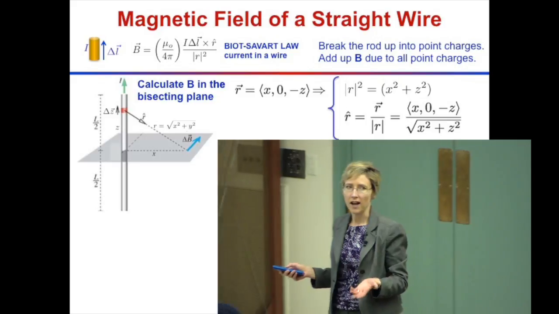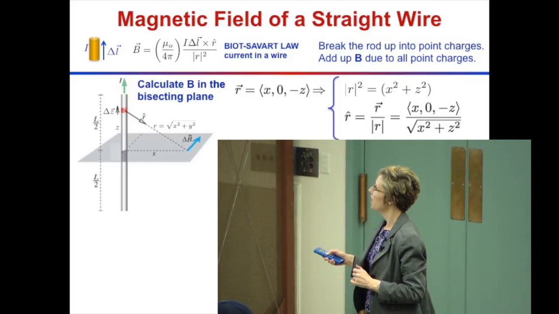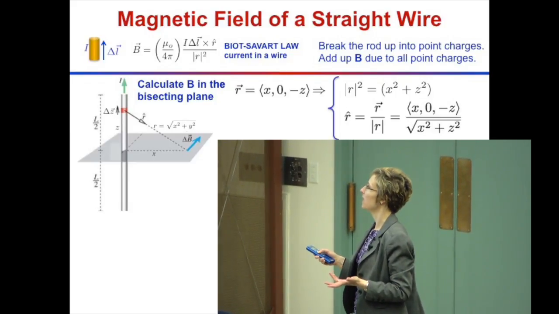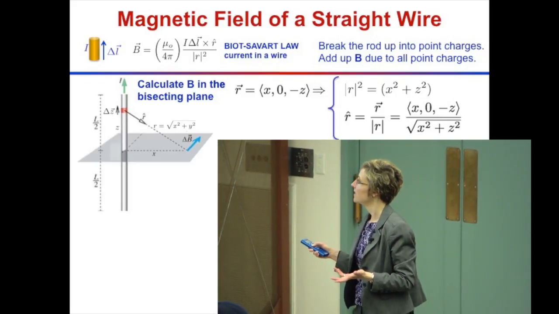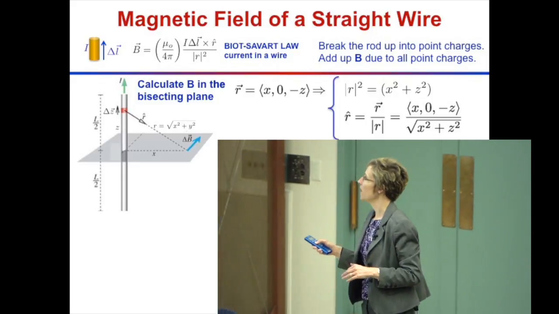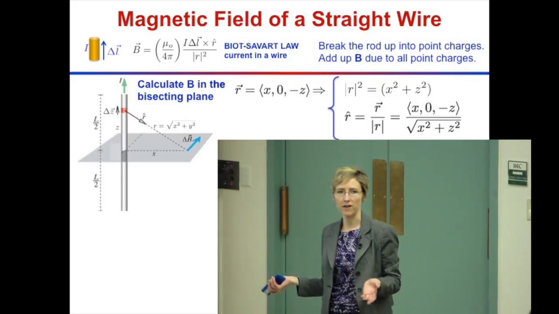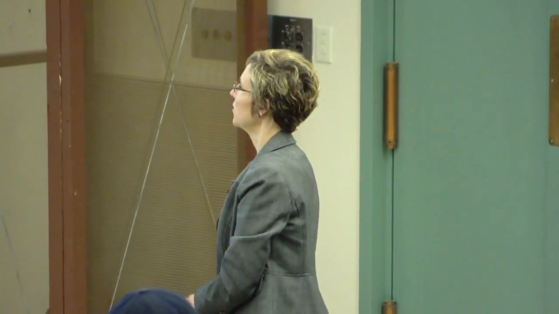Now from R, I calculate its magnitude and its direction. So the magnitude of R squared is going to come directly into our equation. So I need R squared, and that's x squared plus z squared. To get R hat, I take R divided by its magnitude. So R is (x, 0, -z), and its magnitude is the square root of x squared plus z squared. I like to just write all that stuff out so that then when I go putting it in the equation, it's crystal clear. So now I'm ready to put these things in the equation.